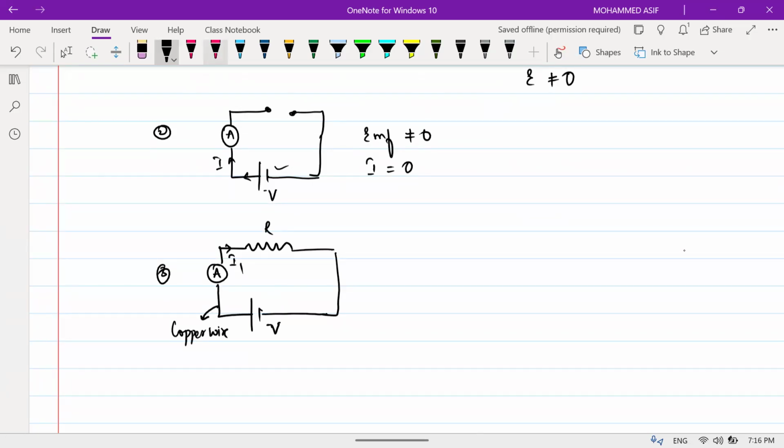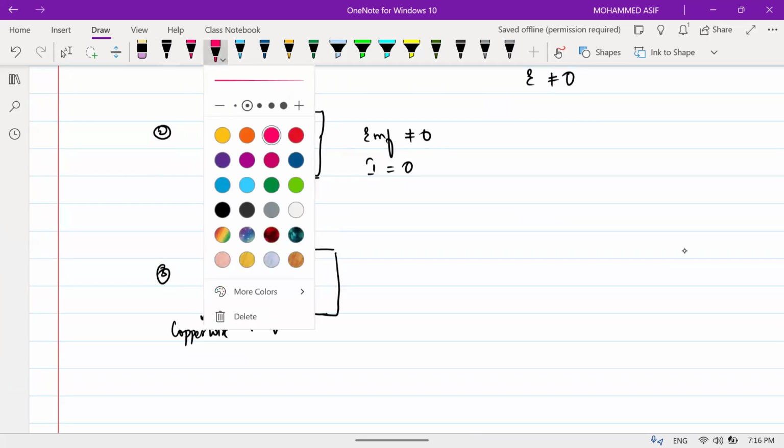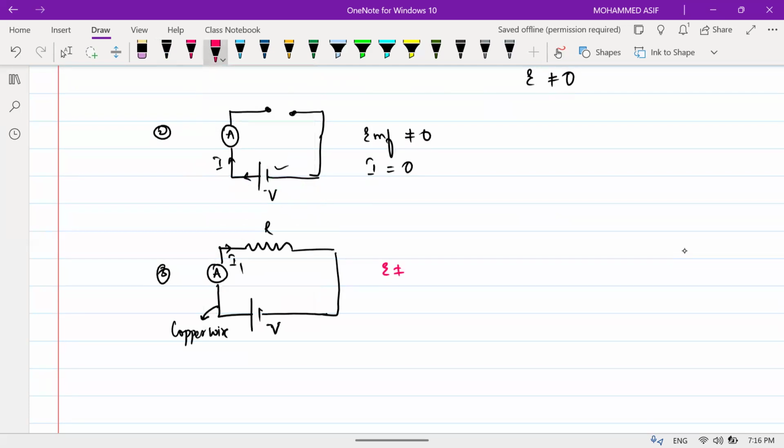Because copper is a conducting wire or non-conducting wire? Conducting wire. As it is a conducting wire, I can say that EMF is not equal to zero, so current is also not equal to zero. There is a flow of current in this one. Am I clear? Yes, sir. Chalo.